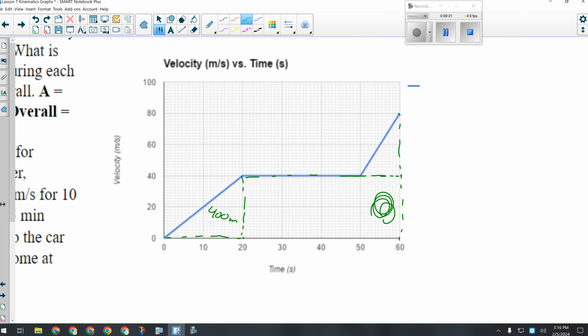I'm doing mental math. Check me if I'm wrong. Then I've got from 20 to 60, that's 40. 40 times 40, 1600 meters. I really shouldn't do mental math, but I was doing it. Then I've got this triangle here that's 10 on the base and 20 high. 10 times 20 is 200, divided by 2 is 100 meters, which should give me 2,100 meters. That would be positive because it's the total displacement. It would also be 2,100 meters if it was the total distance.